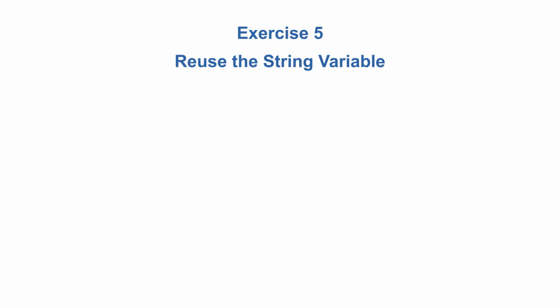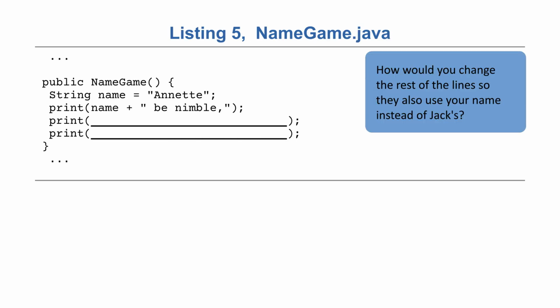Exercise 5. Reuse the string variable. How would you change the rest of the lines so they also use your name instead of Jack's? Run it. What happened? It should have printed the nursery rhyme with your name instead of Jack's throughout the rhyme and with appropriate spacing around each occurrence of your name.